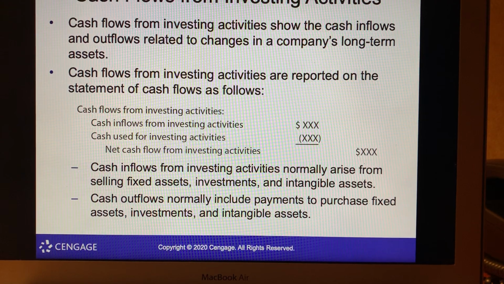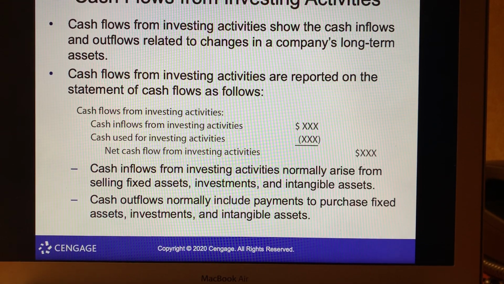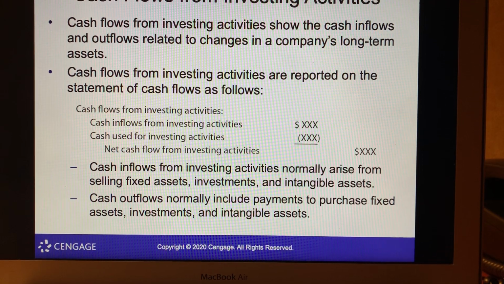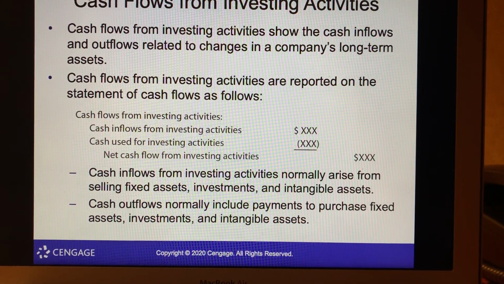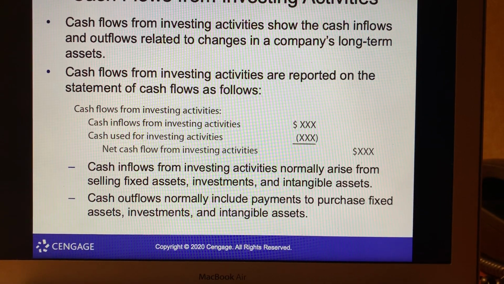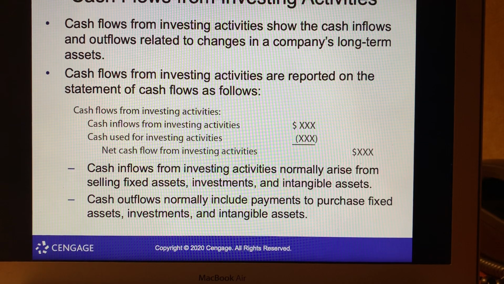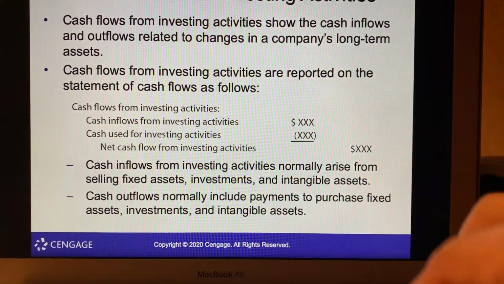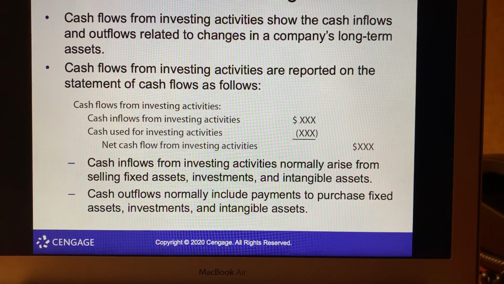Cash flows from investing activities. Cash flows from investing activities show the cash inflows and outlays related to changes in a company's long-term assets. Cash flows from investing activities are reported on the statement of cash flows as follows. So investing activities right there, and then cash from investing activities outgoing. Then at the bottom we have net.